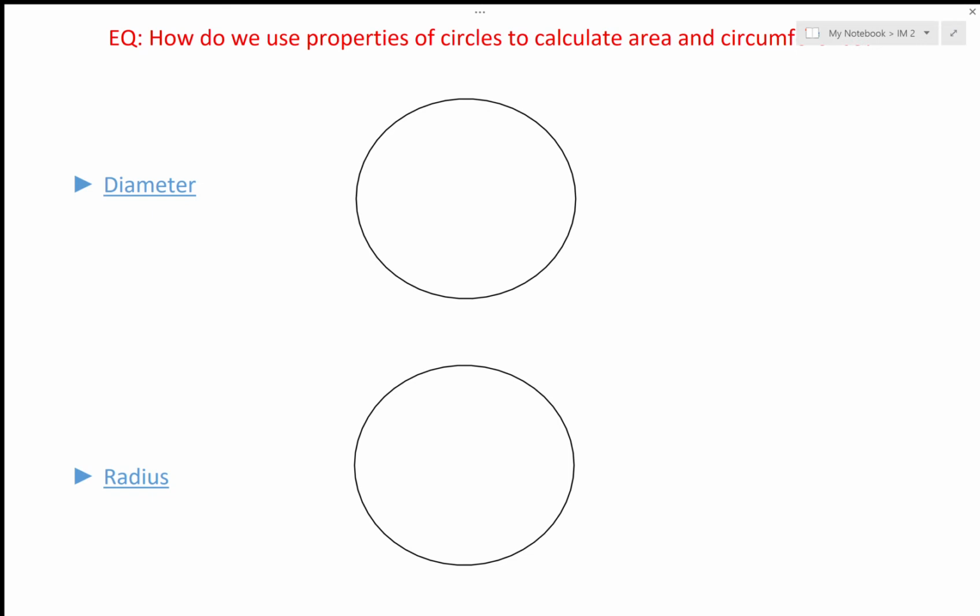We have the diameter. So if we have a circle here and it has a center, diameter is a line that goes through the center but touches both sides of the circle, both edges. Okay, so that's a diameter. Radius is a line that goes from the center of the circle to only one edge of the circle. All right, so the diameter goes all the way across, radius only goes halfway. So an equation for the radius would be the diameter divided by 2, or half of the diameter.